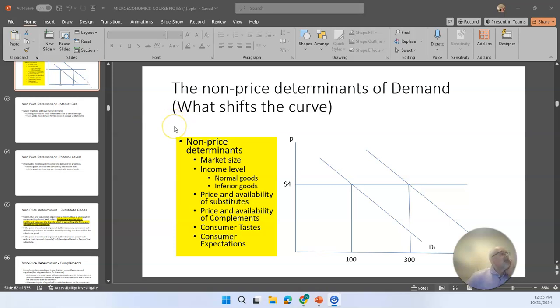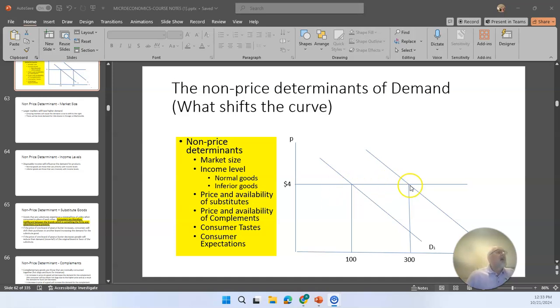All right, let's talk about the difference between a movement along the demand curve and a movement of the demand curve, because it is an important distinction to make. So, to be very technical for a moment, if we say that demand for a product has increased, that means the entire curve has shifted to the right. In other words, at every price point here of $4, now there is a higher quantity demanded because the entire curve has shifted to the right.